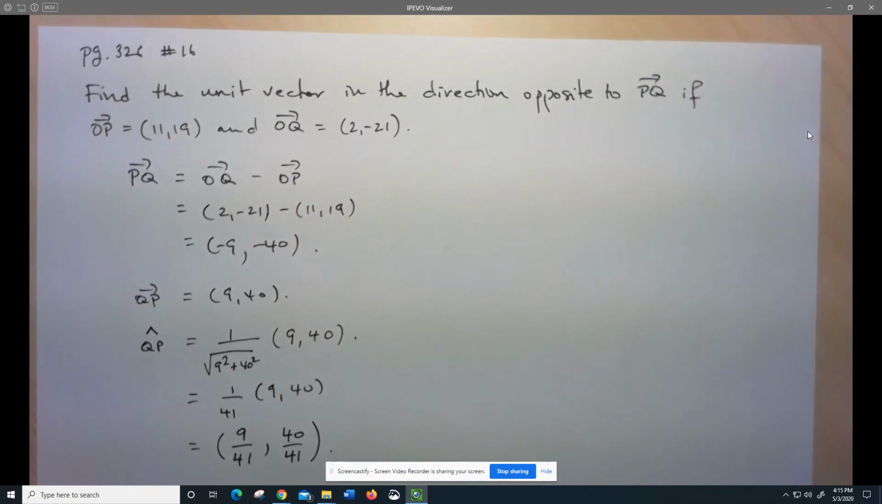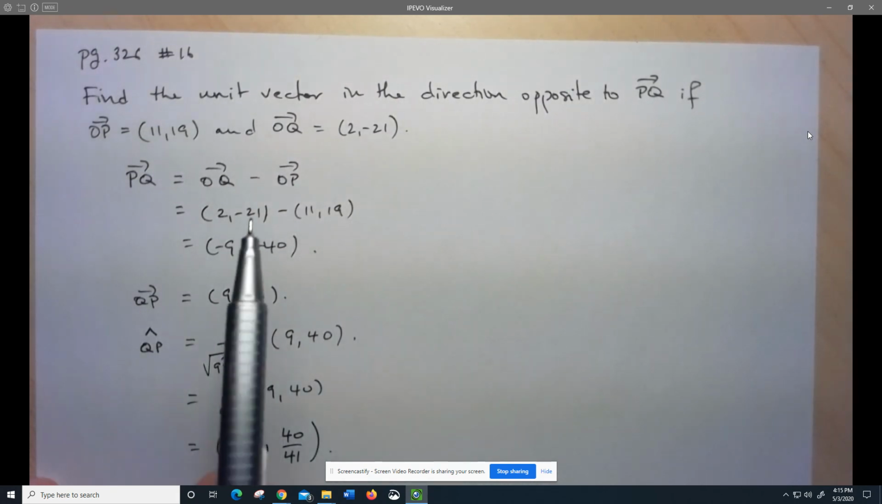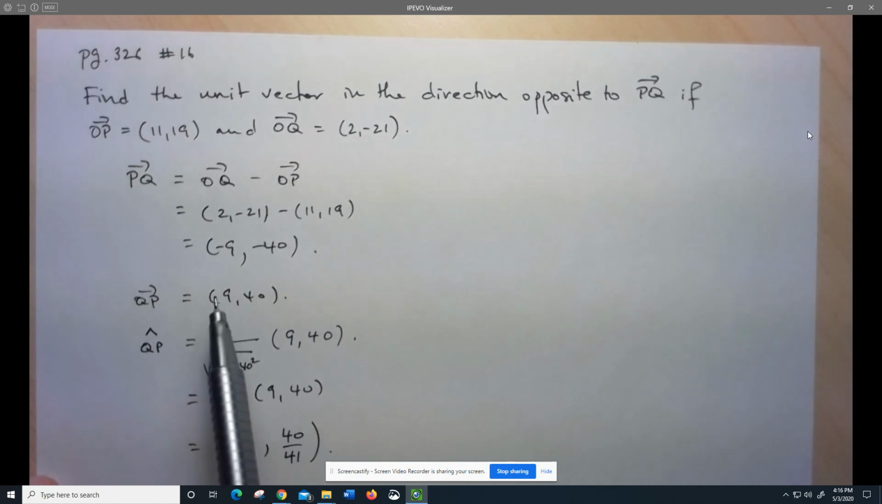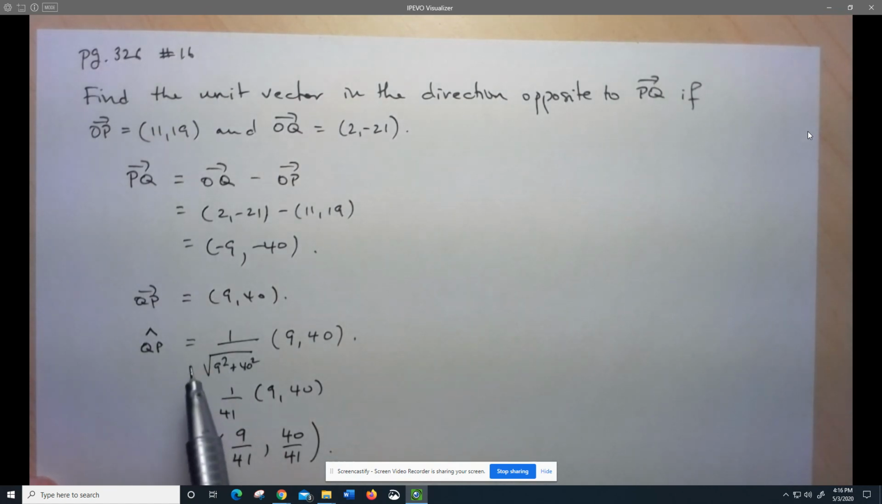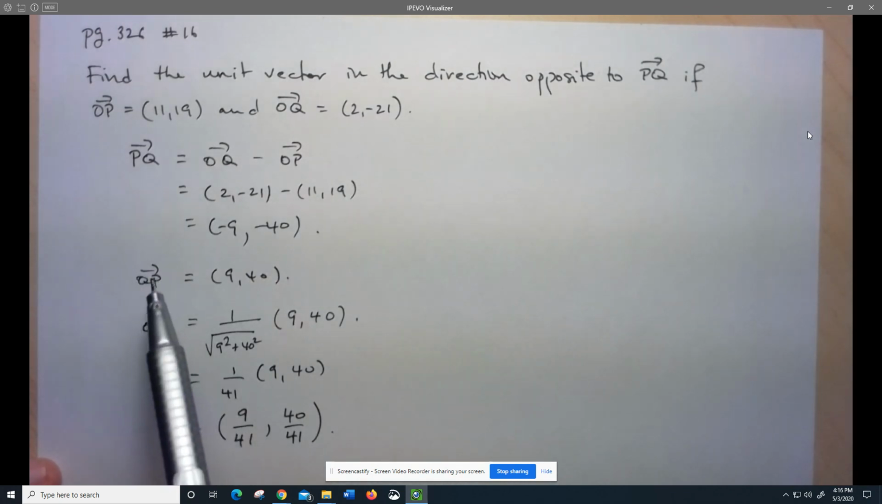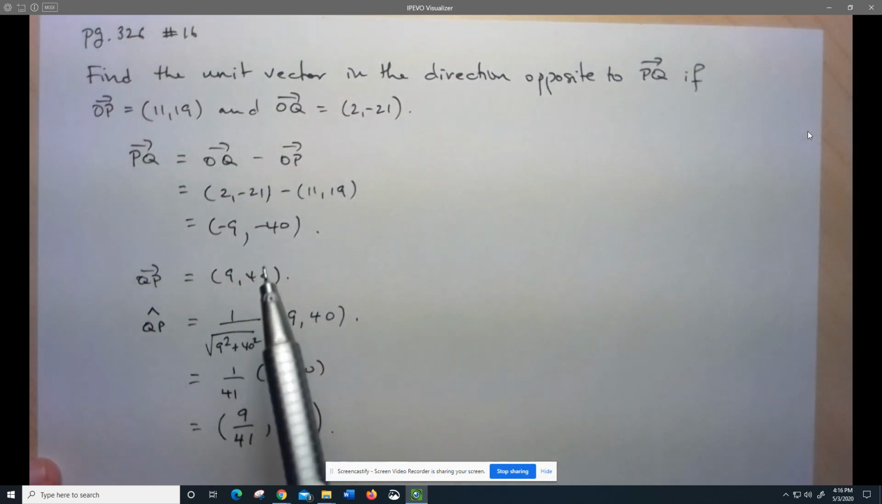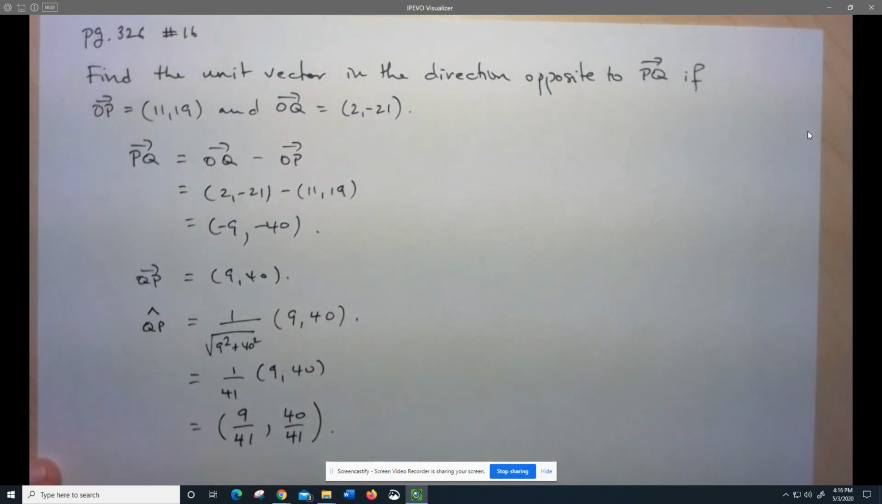Just to review here, it's very important to understand how to take a vector and turn it into a unit vector in the same direction. It's all about dividing by the magnitude of that vector. But first we had to find the direction we were looking for. So we found PQ, and then its opposite. And from there, we were able to find the unit vector. All right, that's it for this one.